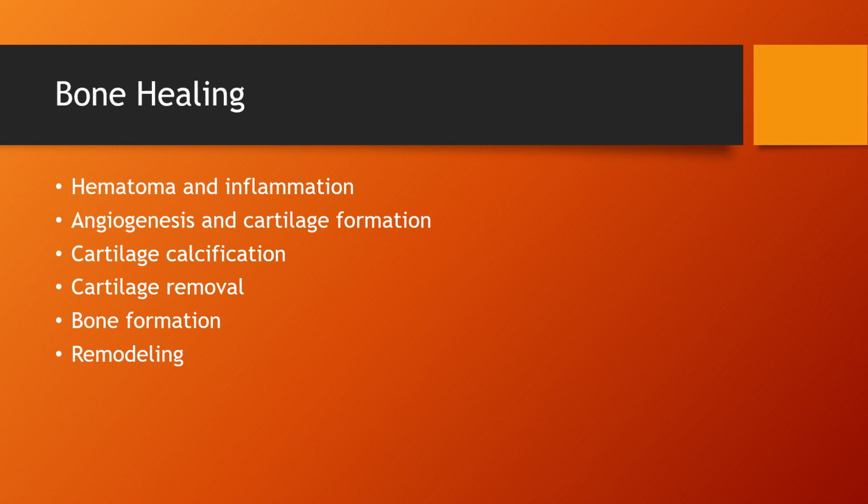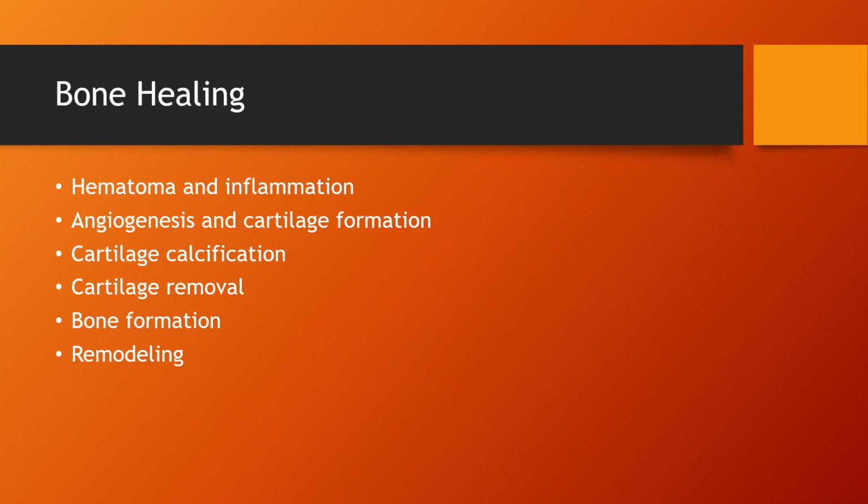The next phase then is angiogenesis. There's new capillaries that then infiltrate the hematoma, and fibroblasts then enter into that area, and it makes a bridge of tissue that's called a callus. It's a soft tissue callus that then establishes a connection between the bone fragments. After that, the cartilage then becomes calcified. Enzymes within the matrix vesicles prepare the cartilage for calcium release and deposit.